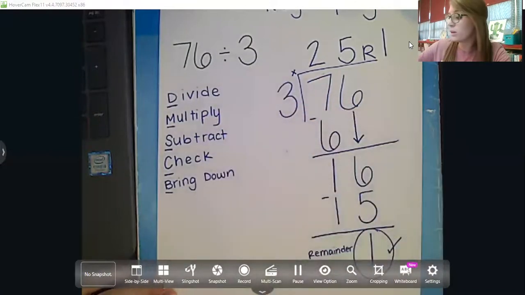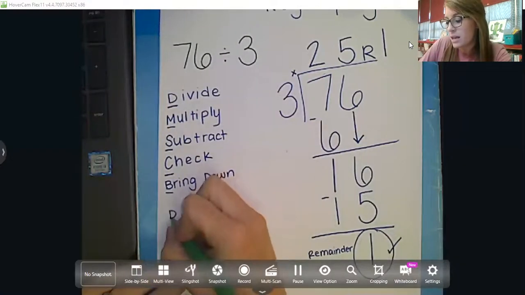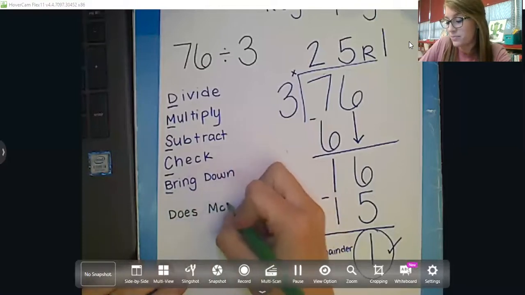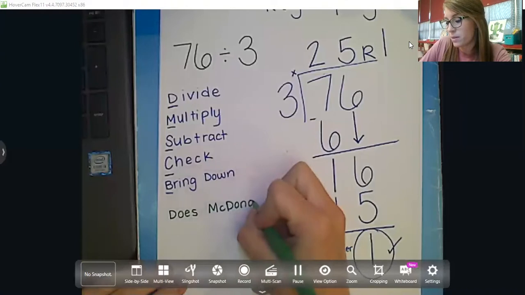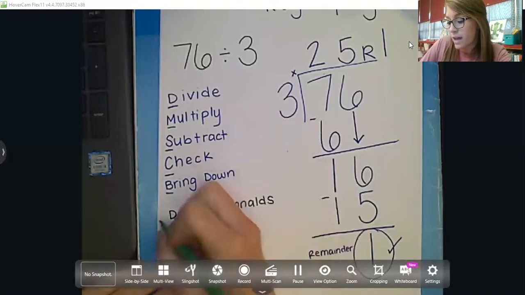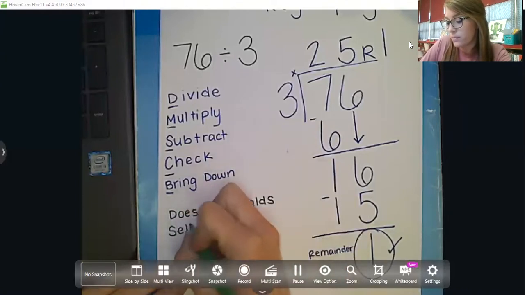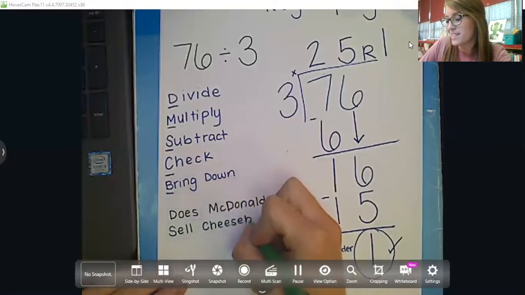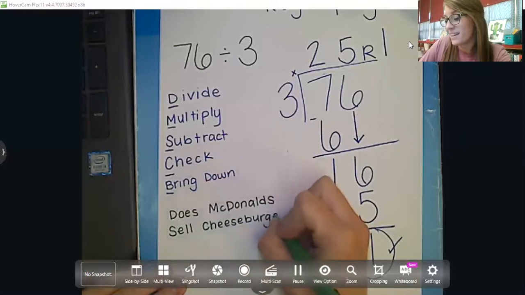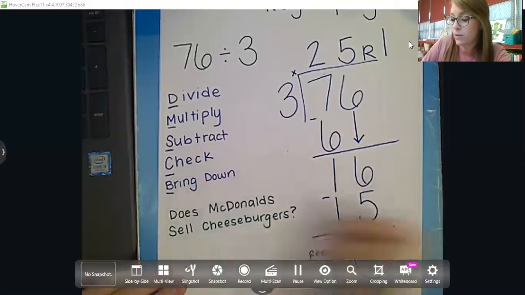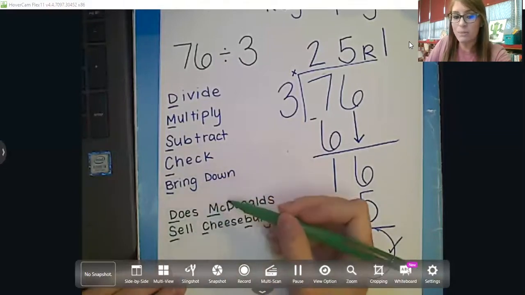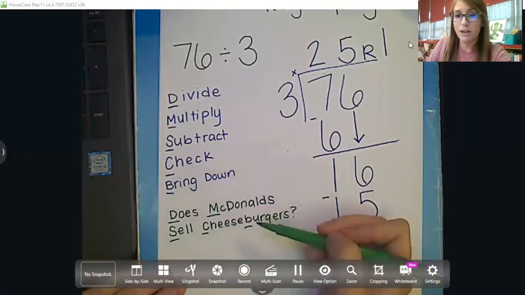I'm going to show you a really easy way to remember those. It's kind of silly, but you can say, does McDonald's sell cheeseburgers? I know, it's kind of silly, but it will still help you remember. Does McDonald's sell cheeseburgers? Divide, multiply, subtract, check, bring down.